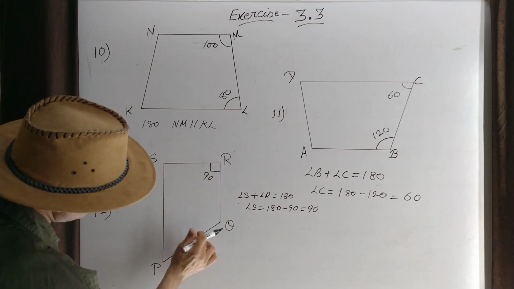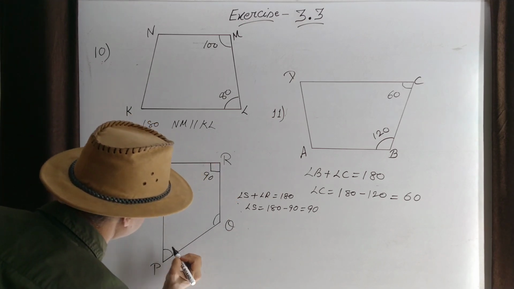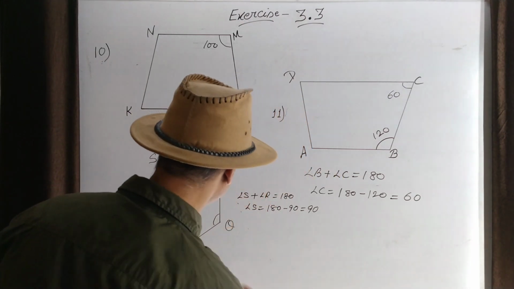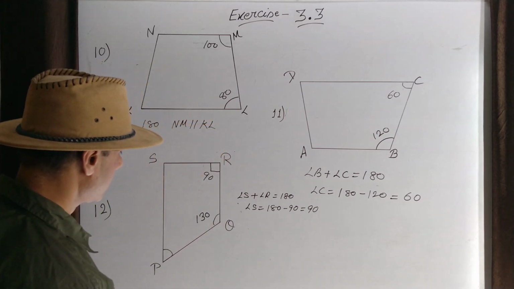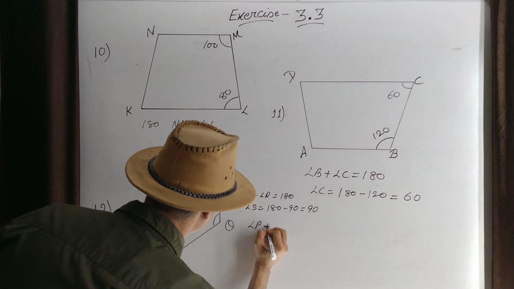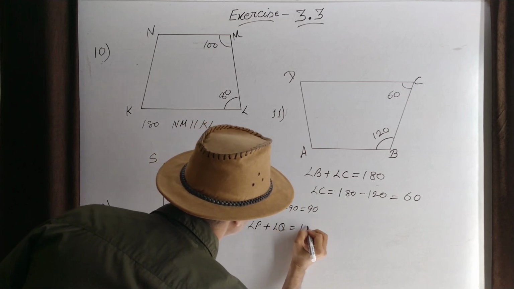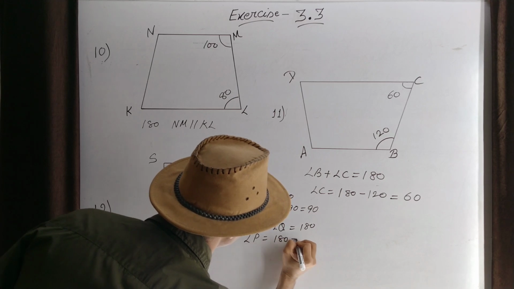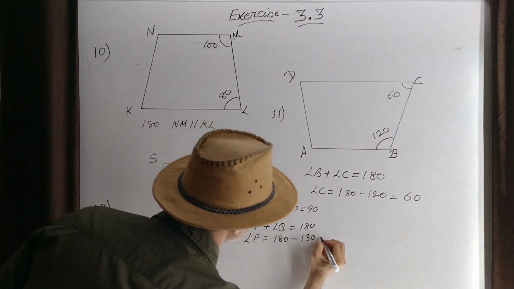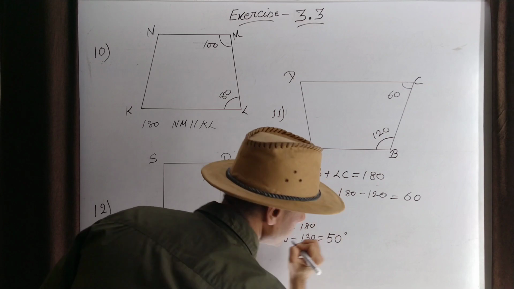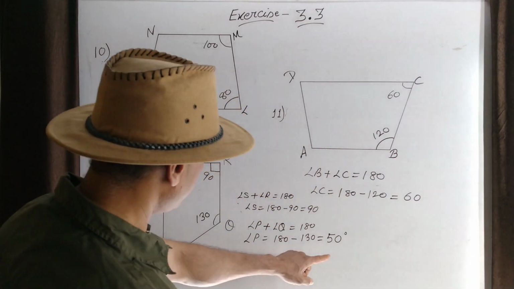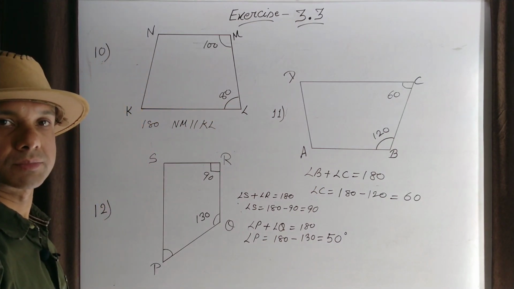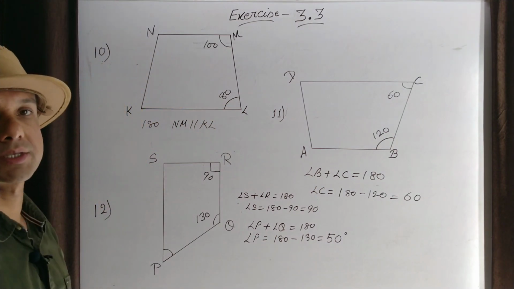Now again, these two angles must add up to 180 degrees, and the measure of angle Q is 130 degrees. So angle P plus angle Q is equal to 180 degrees. Angle P is equal to 180 minus angle Q, that is 180 minus 130, which equals 50 degrees. So angle P is equal to 50 degrees and angle S is equal to 90 degrees. Clear? So this completes our exercise 3.3.